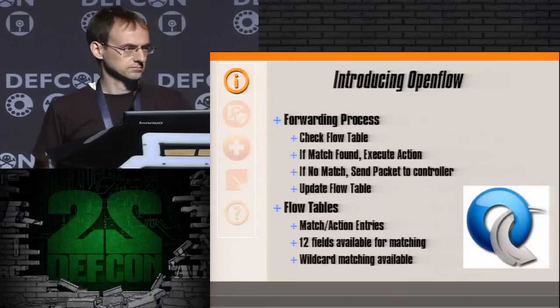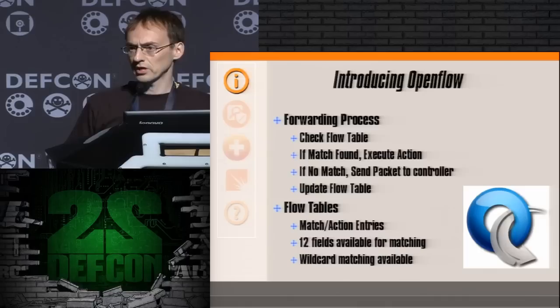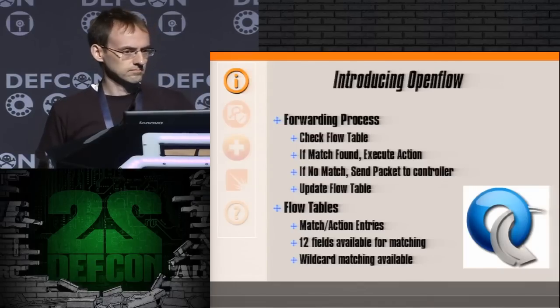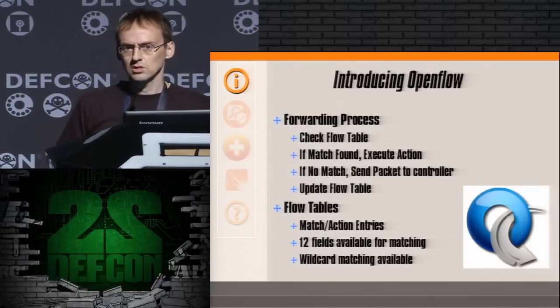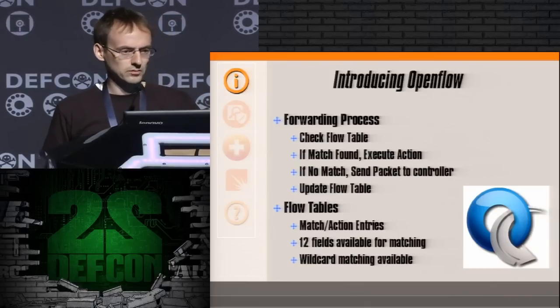The forwarding process. The forwarding element will check the flow table. If a match is found, it will carry out the action. This is very much like a firewall. If no match is found, then it sends the packet to the controller. The controller makes its decision, referencing policy, and then updates the flow table on that forwarding element.